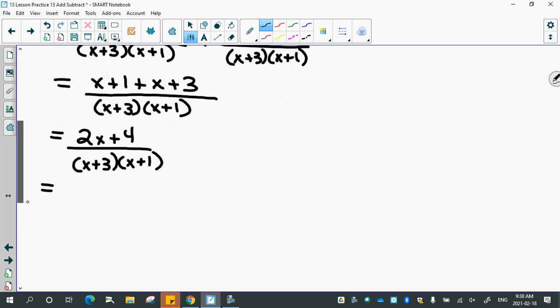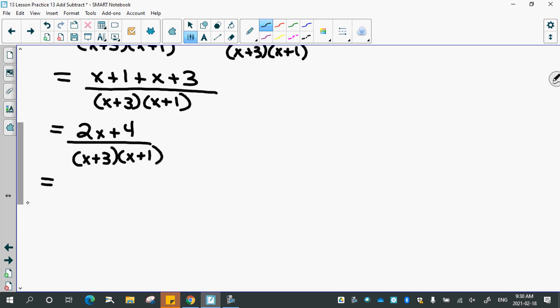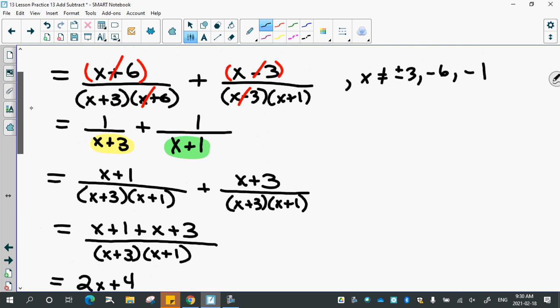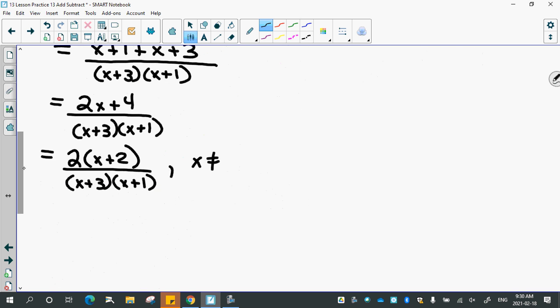Then I check and see if the numerator can be factored. Common factor of 2. Then I check and see if it can be reduced, but it can't. So then I restate my restrictions from the beginning, which were plus or minus 3, negative 6, and negative 1. And that's how I'm subtracting.